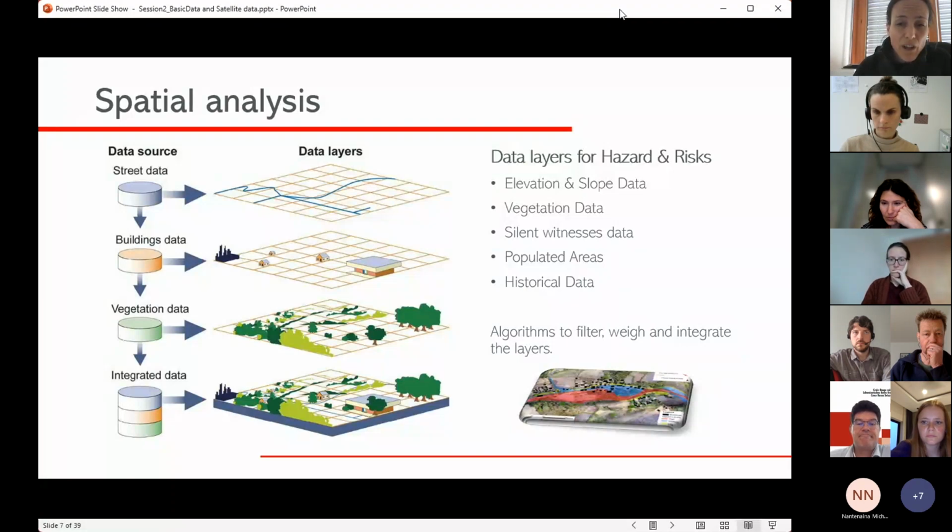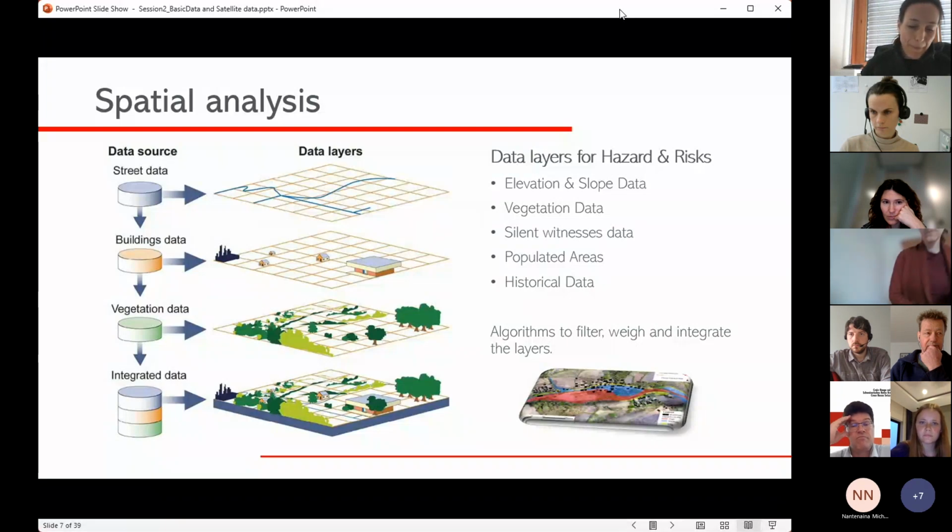But then more specifically, we'll be using algorithms to filter the data and weigh certain layers more than others, depending on the influence they have on that specific event. And then we integrate those layers into a map where we visualize the output. The tools to create those outputs are also called spatial analysis tools, no matter in which GIS software or other type of tools you're looking for.